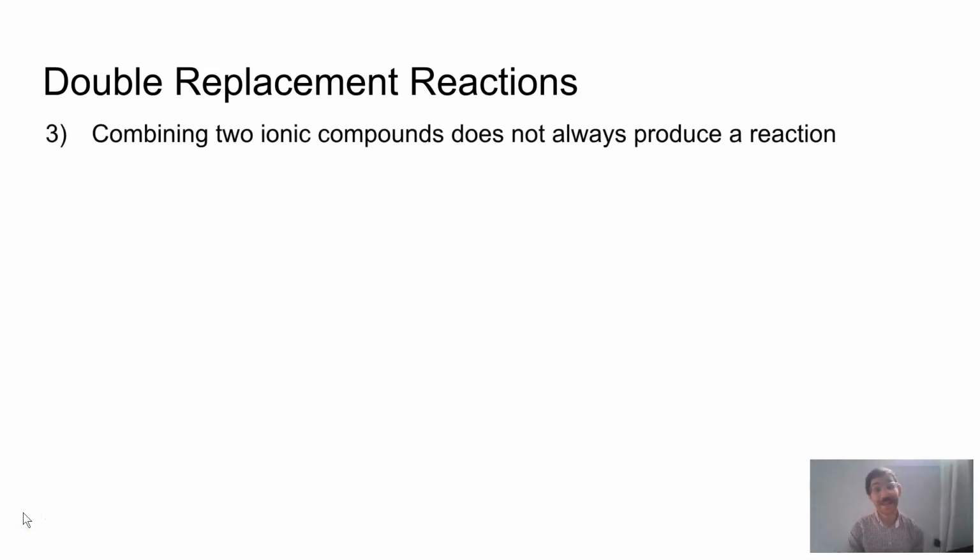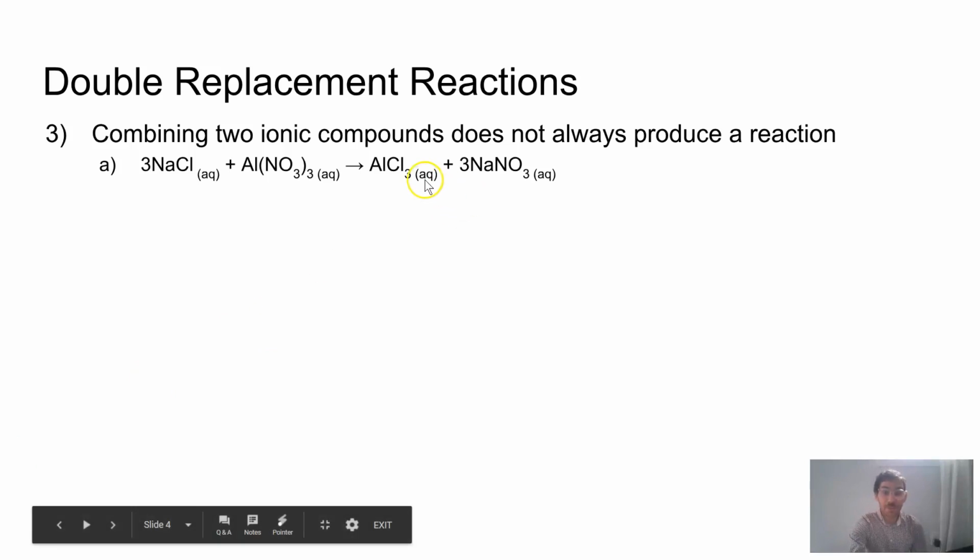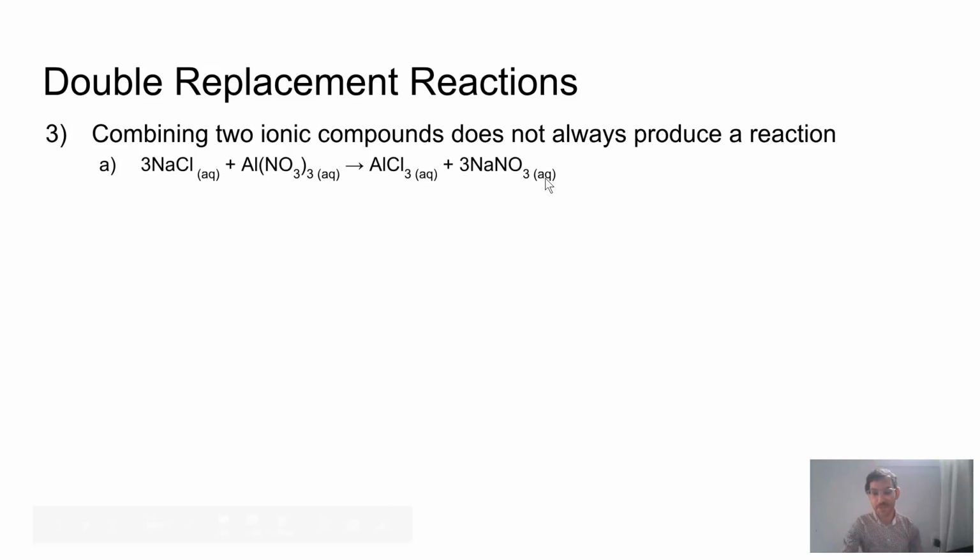So some ionic compounds, if we combine them, will not react. Just combining two ionic compounds dissolved in water is no guarantee a reaction will occur. For instance, if you took sodium chloride and aluminum nitrate and you combine them, well, we can write that a reaction occurs, but remember how we said everything that's aqueous is really just broken into its individual ions?